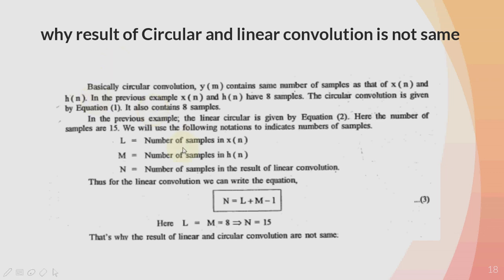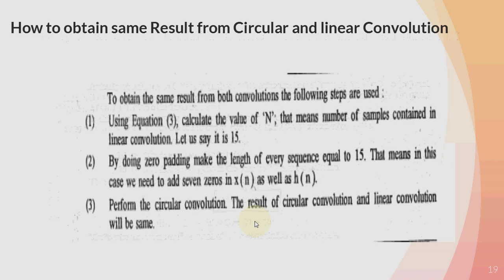So L is the number of samples in x1, M is the number of samples in h1. So N is equal to L plus M minus 1. So 8 plus 8, 16, minus 1, so it is 15. So the output of the linear convolution contains 15 samples by this formula. That's why the result of the linear convolution and circular convolution are not the same, because linear convolution contains the maximum number of samples.